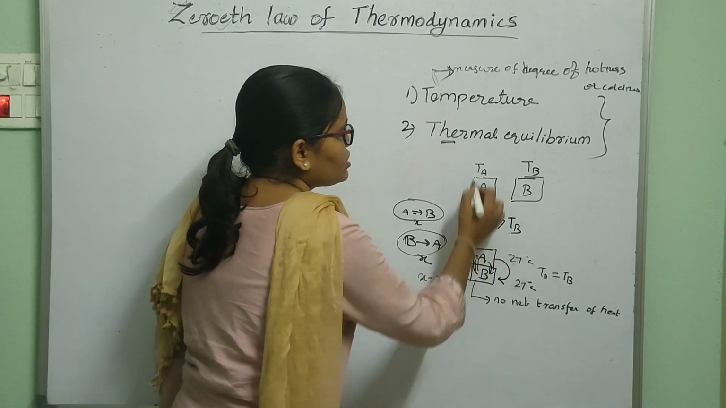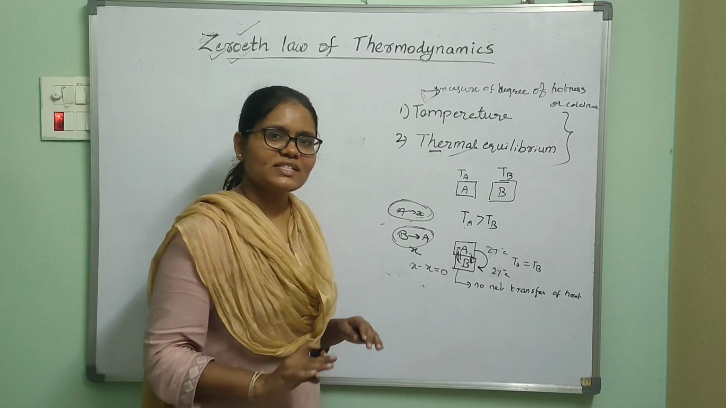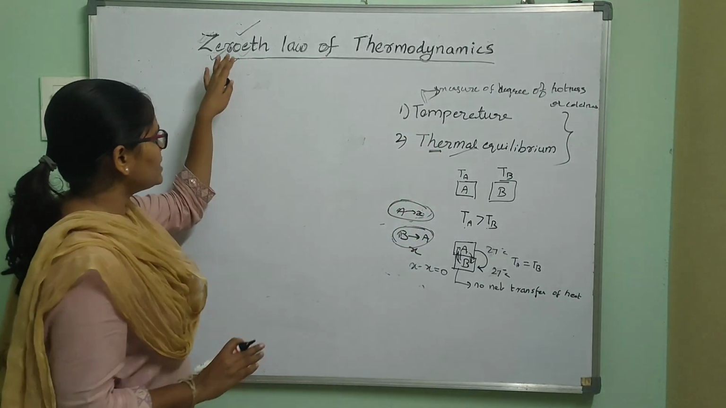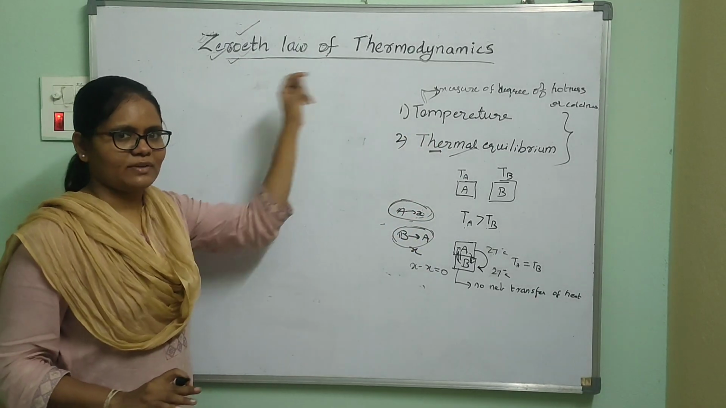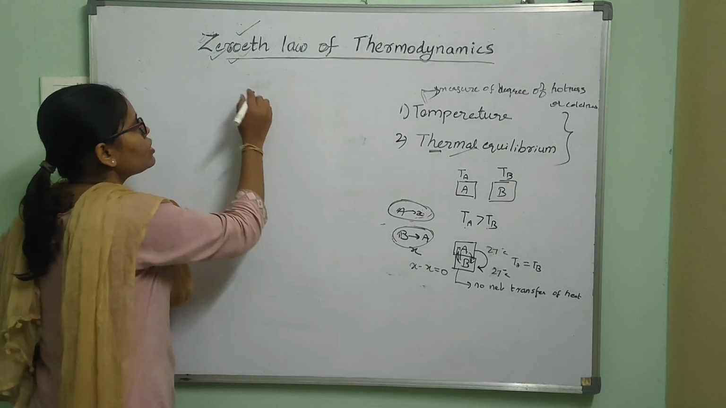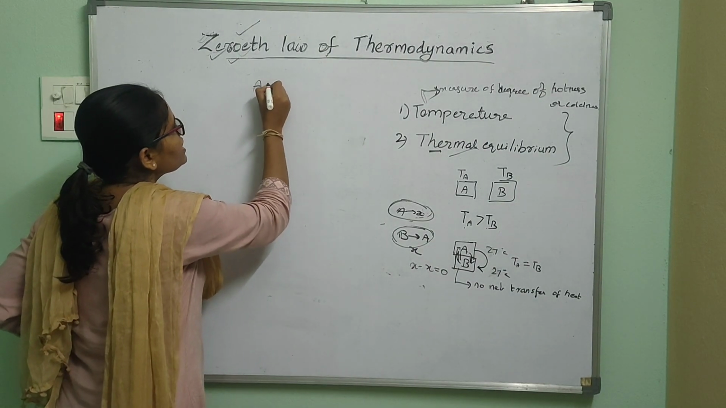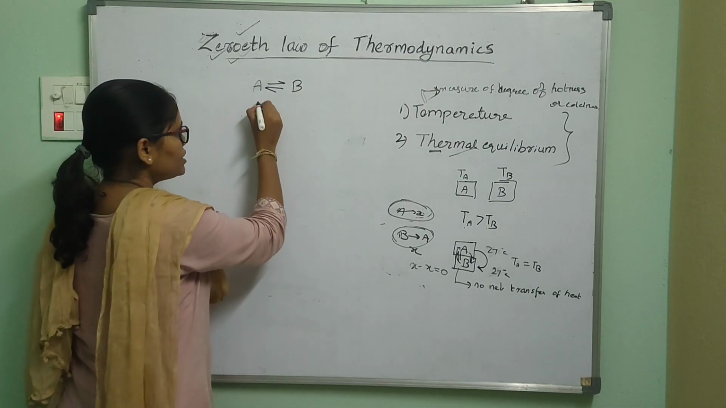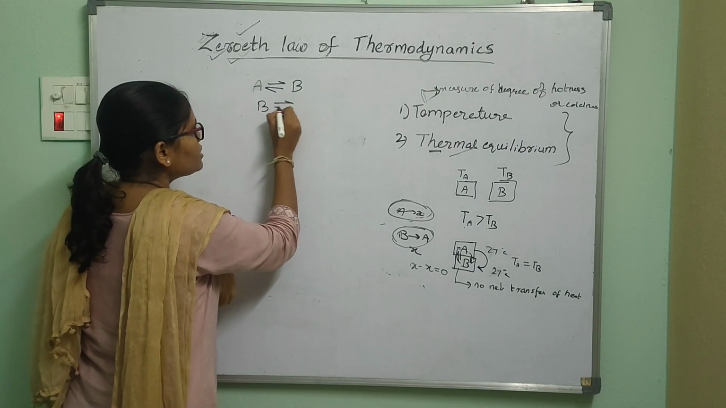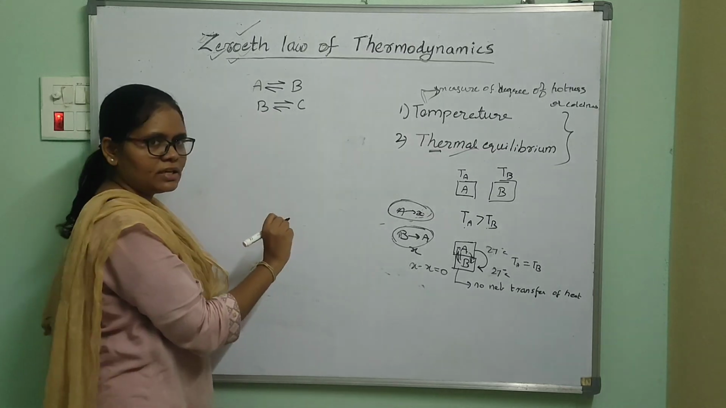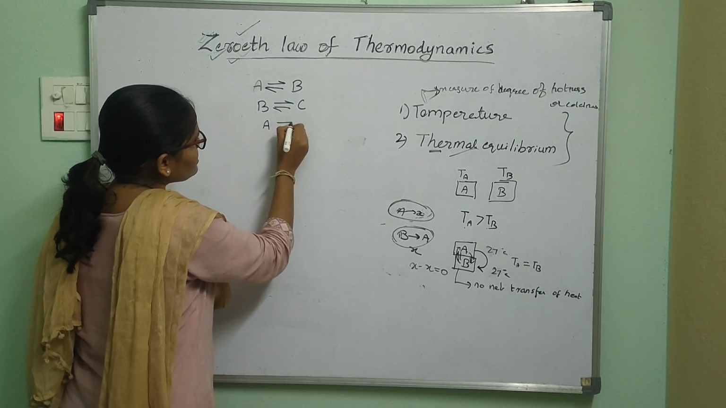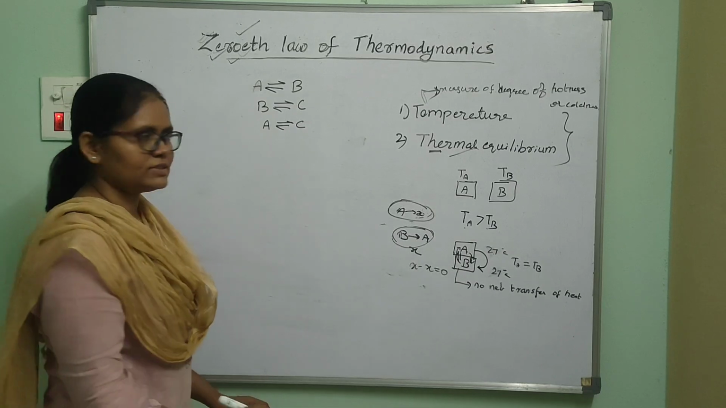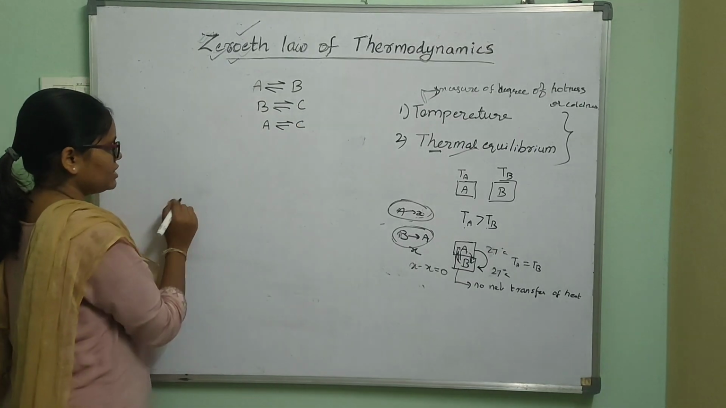So this condition is called thermal equilibrium. Since you know what temperature and thermal equilibrium are, we will move on to understand what the zeroth law of thermodynamics is. The zeroth law says if object A is in equilibrium with object B, and object B is separately in thermal equilibrium with object C, then objects A and C will also be in thermal equilibrium with each other, right? So we will see what it means.